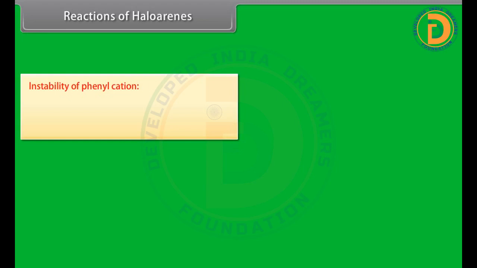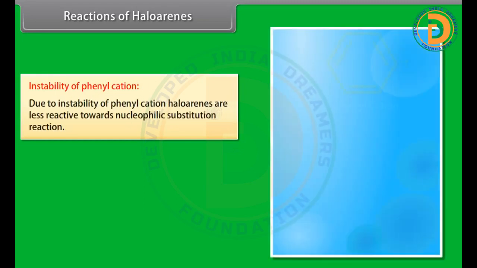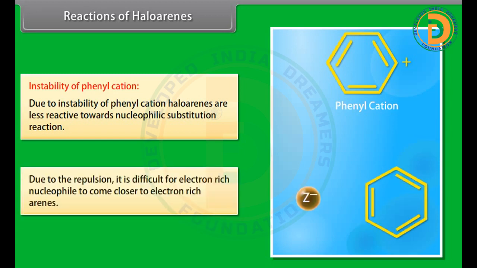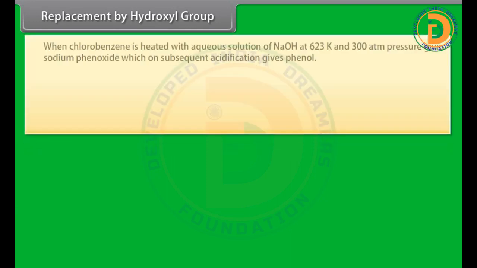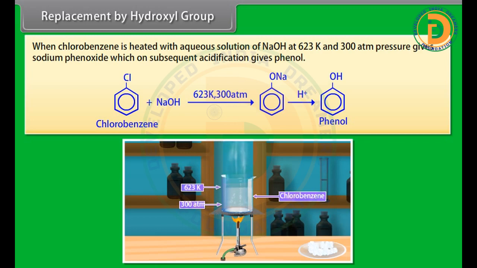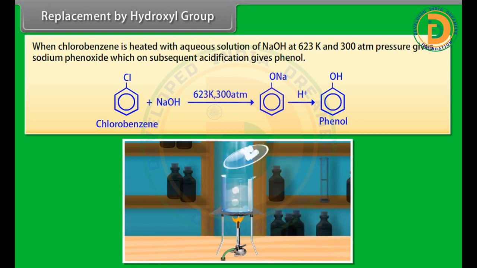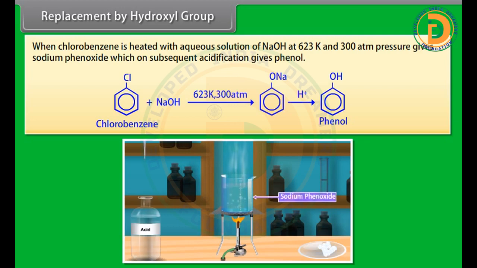Instability of phenyl cation. Due to the instability of the phenyl cation, haloarenes are less reactive towards nucleophilic substitution reactions. Due to the repulsion, it is difficult for an electron-rich nucleophile to come closer to electron-rich arenes. Replacement by hydroxyl group. When chlorobenzene is heated with aqueous solution of NaOH at 623 Kelvin and 300 atmospheric pressure, it gives sodium phenoxide, which on subsequent acidification gives phenol.